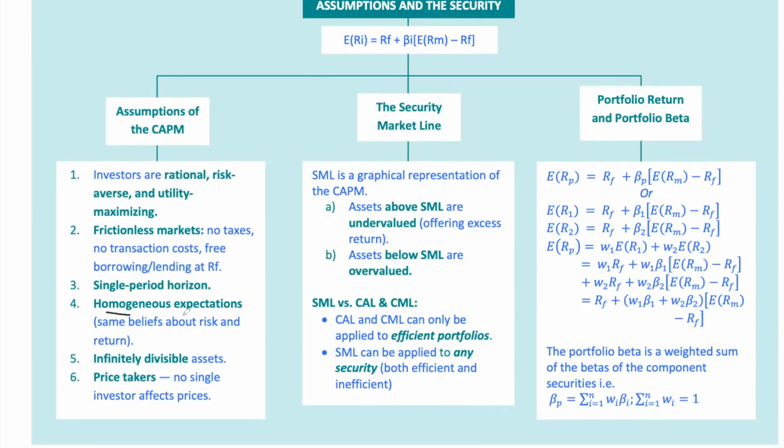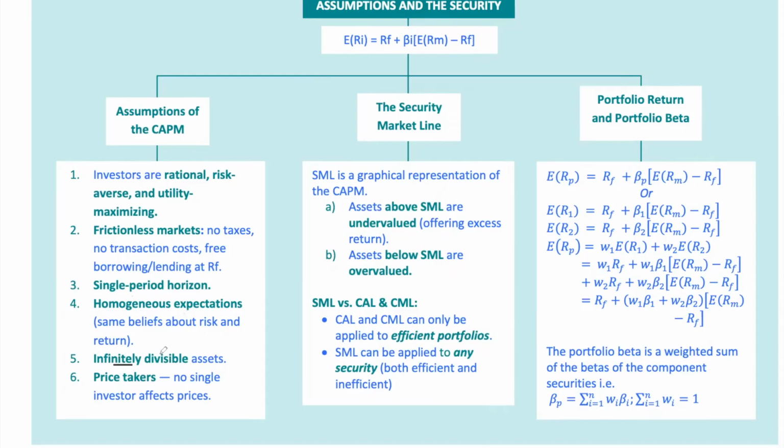Then there's homogeneous expectations. Fancy phrase. But all it means is that everyone sees the market the same way. Like if you and I both look at Apple stock, we agree on its risk, expected return, and correlation with the market. Basically, we're all running around with the same spreadsheet in our heads. Yeah, not exactly realistic, but it keeps the math tidy.